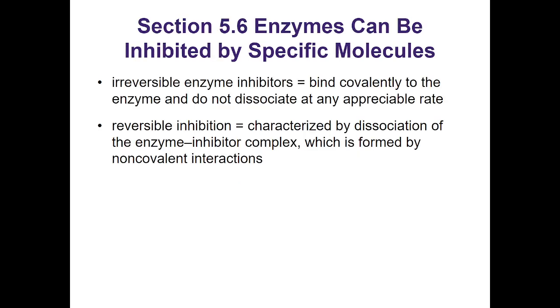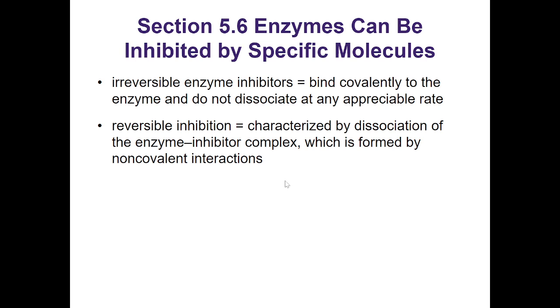Okay, so let's talk a bit about inhibitors. We can inhibit enzymes using specific molecules. We would typically call those inhibitors. We have irreversible enzyme inhibitors. These are going to combine covalently to the enzyme. They do not dissociate at any appreciable rate. So for our intents and purposes, they're stuck to the enzyme, and you can't reverse them. Now, like all other covalent bonds, they break and reform over time, right? But not at an appreciable rate we're going to wait for.